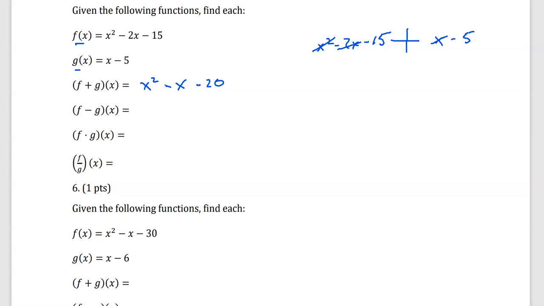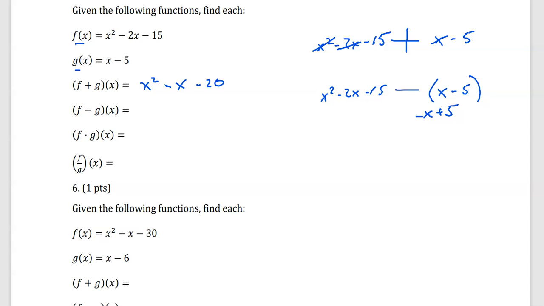F minus g, come over here, x squared minus 2x minus 15 minus, and this is where you put that sign in there to keep yourself from messing up on that minus a minus 5. That becomes a, when I take away the parentheses, that becomes a minus x plus 5.